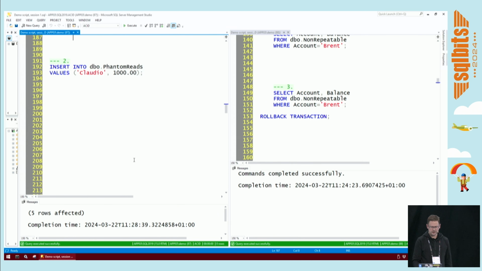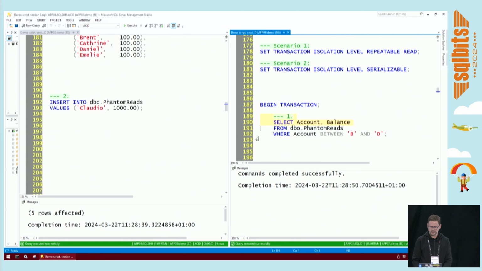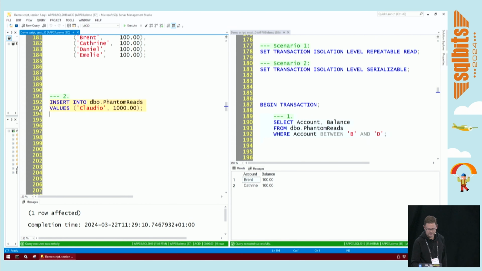So I have another transaction table on the left-hand side. I'm going to go to repeatable read on the right-hand side. I am going to begin a transaction on the right-hand side, and I'm going to look at all of the balances for people whose names begin between B and D, right? So you have Brent, who has 100. You have Katrina, who has 100. I'm going to insert Claudio, who I think is actually in the next room. Not intended, but that's how it panned out.